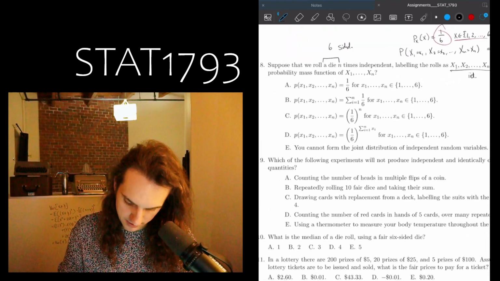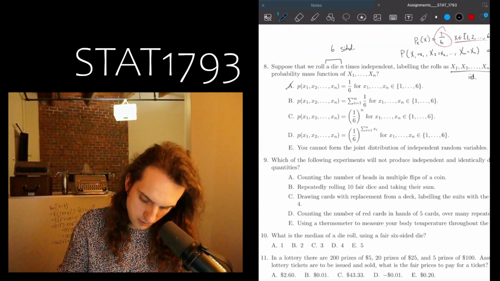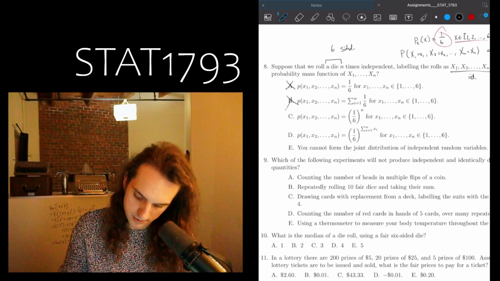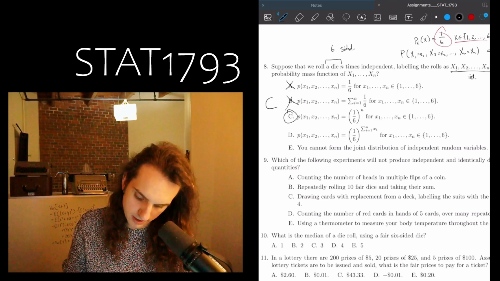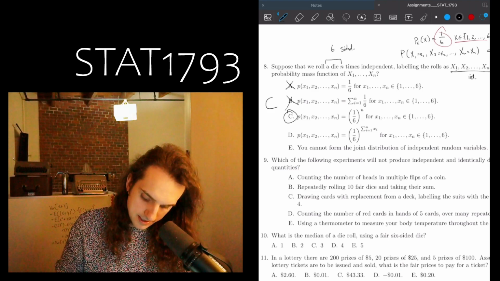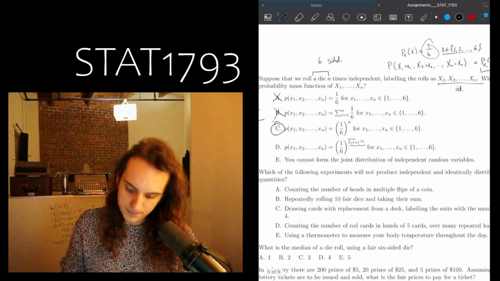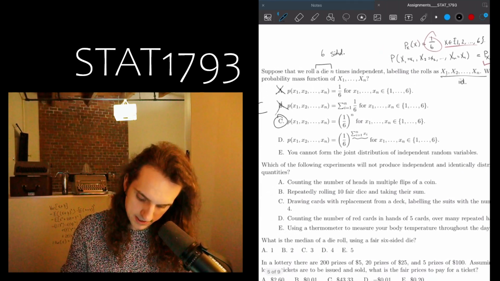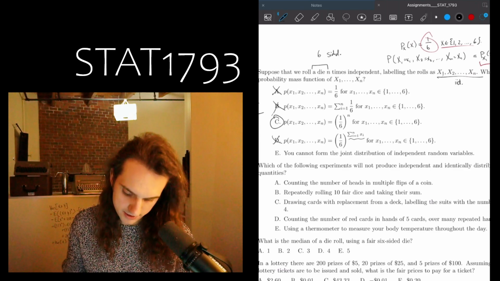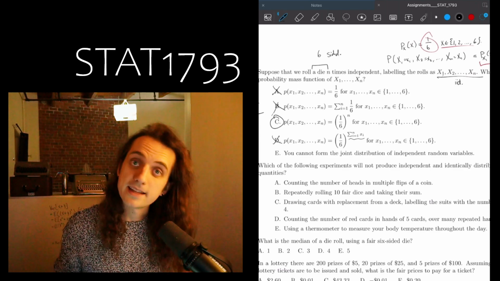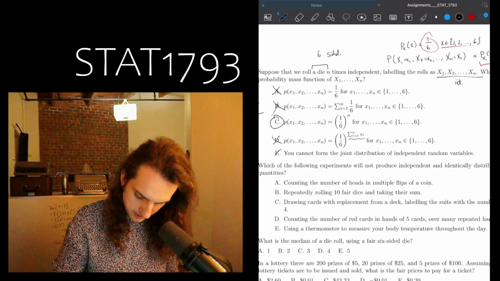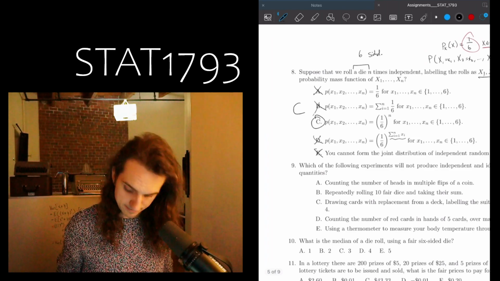So we come over here. Joint probability is 1 over 6. Nope. Joint probability is the summation. Not correct. Joint probability is 1 over 6 to the power of n for all of them in between 1 and 6. That's what we just said. So C is going to be our right answer. Take a look here with the summation up here. The only way that we would ever get the summation up there is if the PMF itself had something up in the exponent, but it doesn't. And we cannot find the joint distribution of independent random variables. That's not going to be the case. The joint distribution is just going to be the product of the marginals. So E is incorrect. C is our correct answer here.